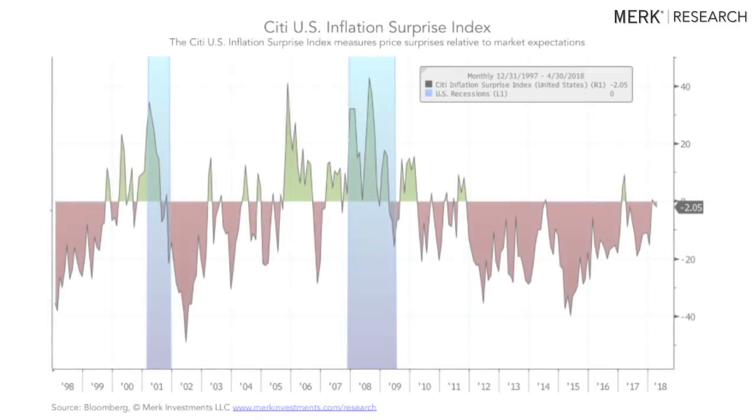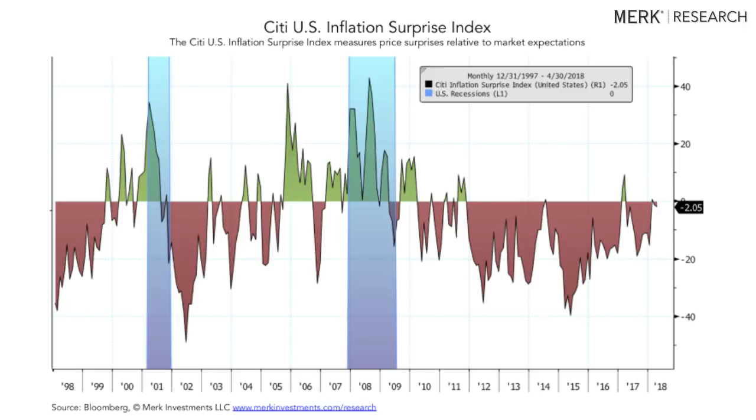All right, then the final chart here, Citi U.S. Inflation Surprise Index. One thing that I think is interesting is that you see inflation surprising to the upside towards the end of a business cycle and into the recession. And that seems to be logical to me in the sense that inflation itself is, in my view, actually a brake on the real economy.